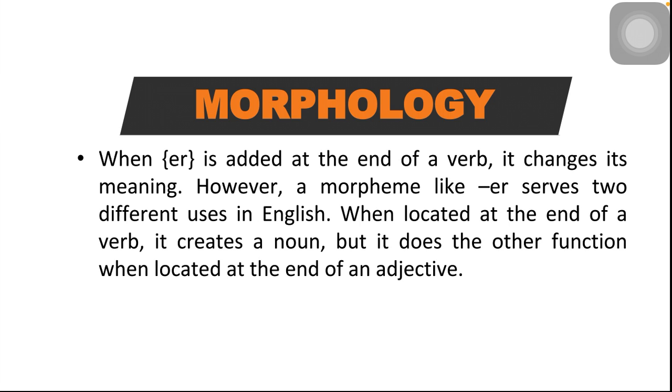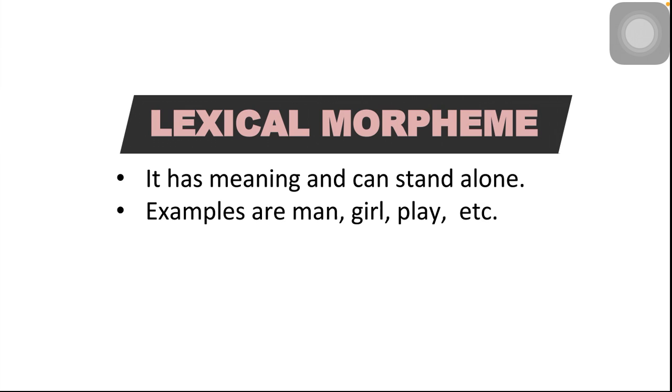Another function of er is for the adjective. For example, fast. So fast is an adjective in its base form. But when we add er to the end of the word fast, we have faster, which is now in comparative form. So the meaning of the word changes. Okay? So we have kinds or types of morpheme. You must remember this.